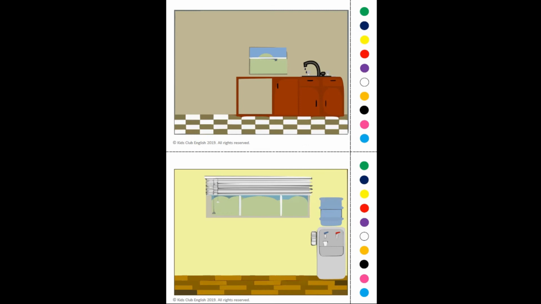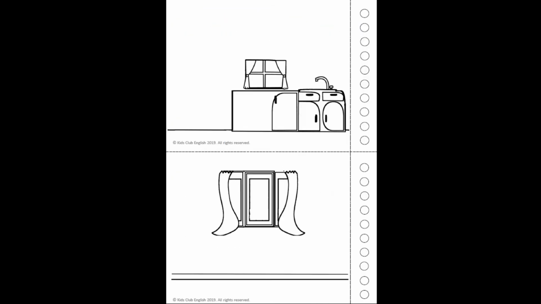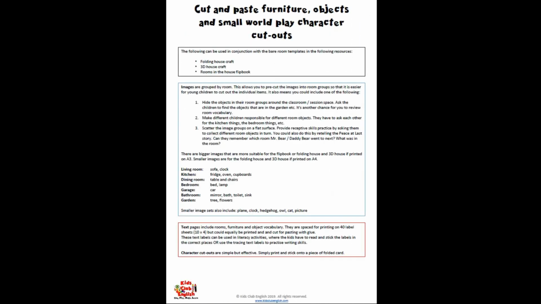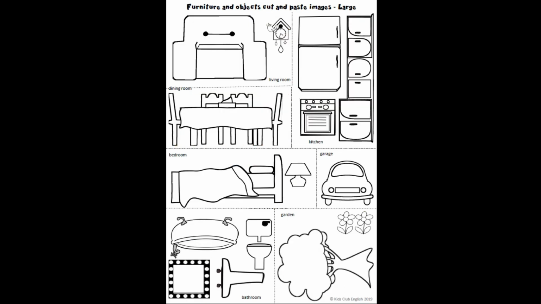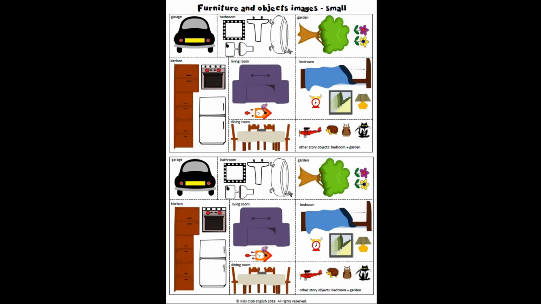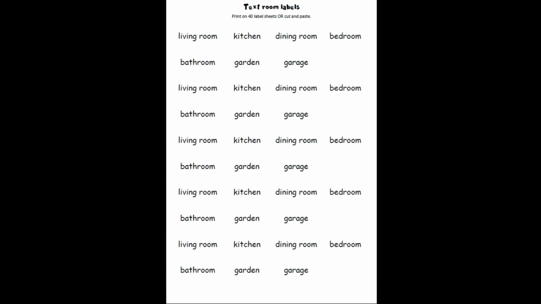All right, so a lot of different templates because you've got different options there. And these at the end you can use with those previous 3 resources. So we've got all the different furniture organised by room, so that makes it easier. So you can cut out each room. They can ask for the rooms and then they can cut out the objects. And then you've got labels as well. So you can print these on labels if you have labels, or they could just cut and paste them in.